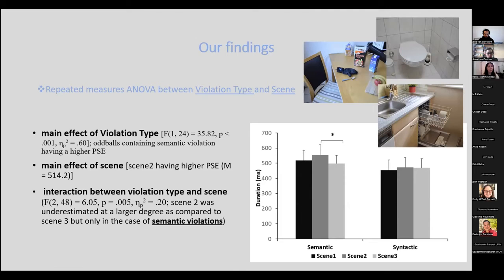And finally, we also had a significant interaction between violation type and scene. So this scene, number 2, was underestimated to a larger degree compared to scene number 3, which was this one. But only in the case of semantic violations; we didn't have such evidence for the syntactic ones.